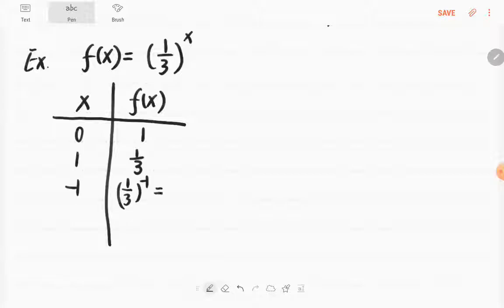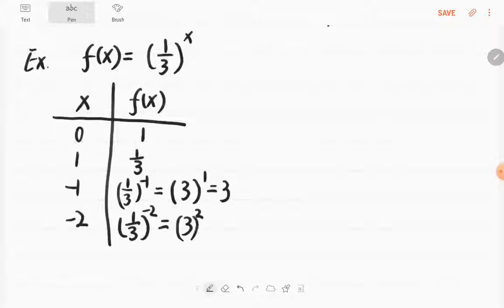1/3 to the negative 1: if you want to get rid of this negative sign, you need to flip the base, right? So it becomes 3 to the 1, which is equal to 3. Negative 2, 1/3 to the negative 2. So it's 3 to the second power, squared, so it's 9. So now we use these points to draw the graph.